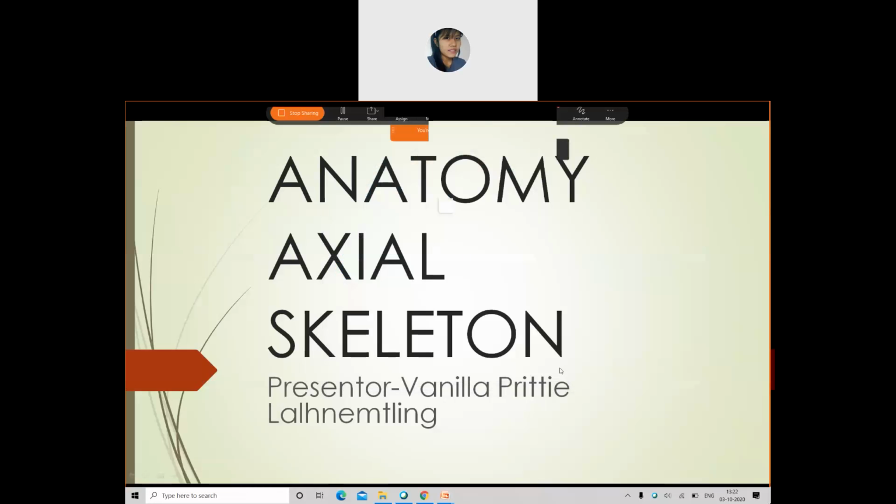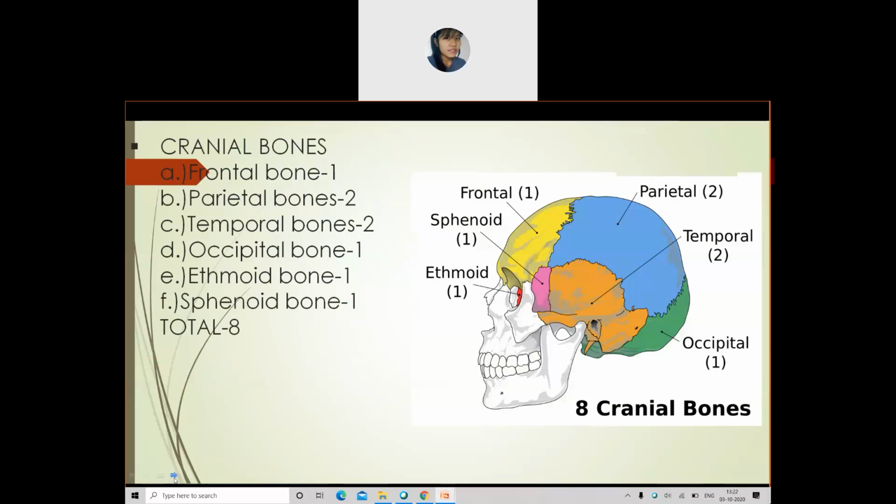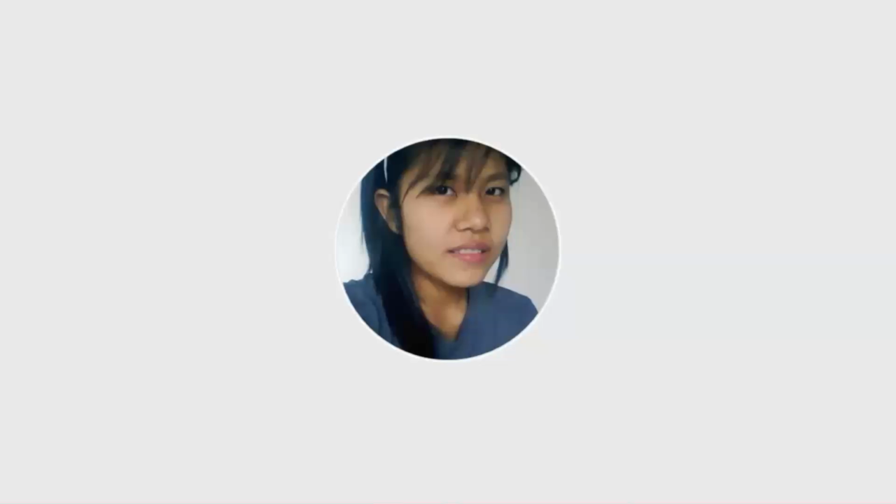Okay, students, today we will just revise again about the axial skeleton and the appendicular skeleton. In the axial skeleton, what is the first bone group which you will get? Cranial bones. In total you will get eight cranial bones. The first one is the frontal bone.